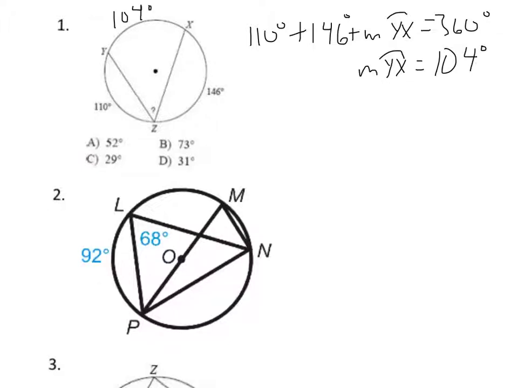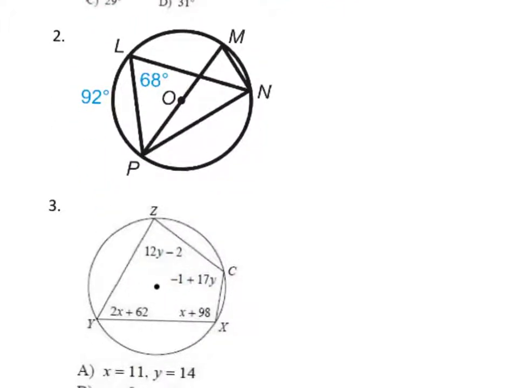All right, so if that is 104 degrees, our inscribed angle theorem tells us that the inscribed angle is half the intercepted arc that it creates. So that means that this angle here has to be 104 divided by 2, which equals 52 degrees, which we see here is A.